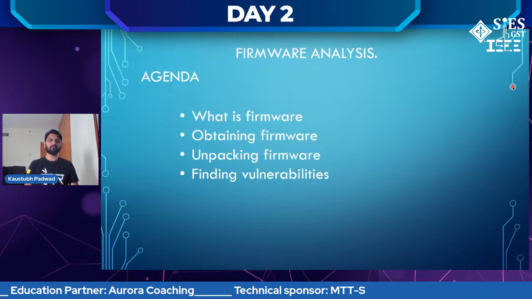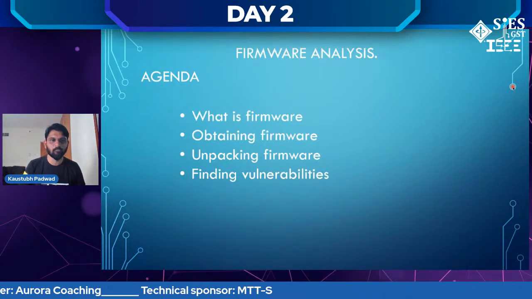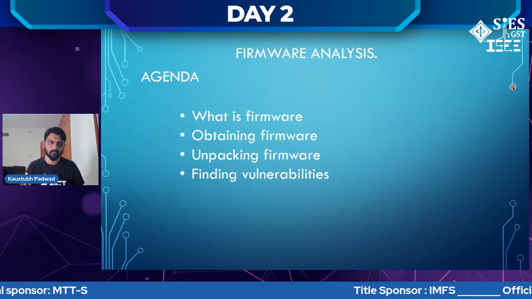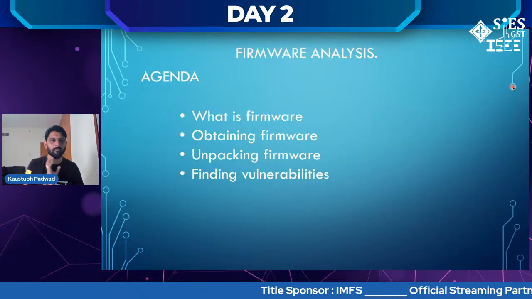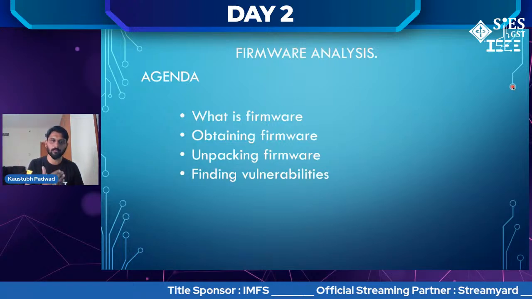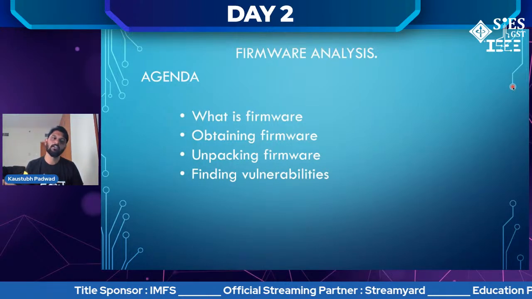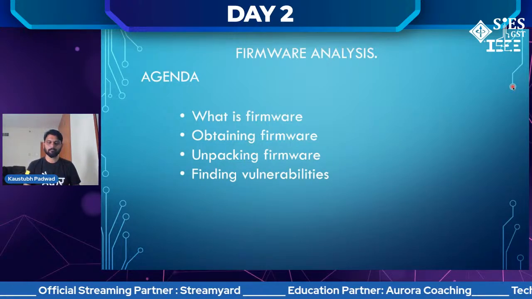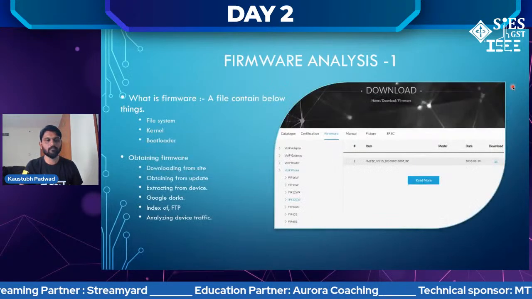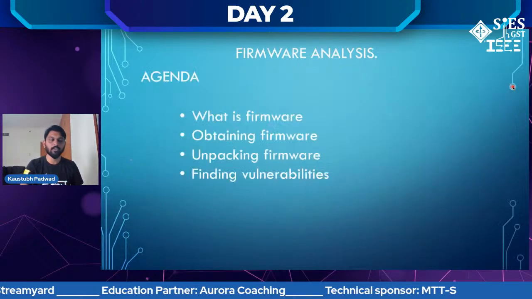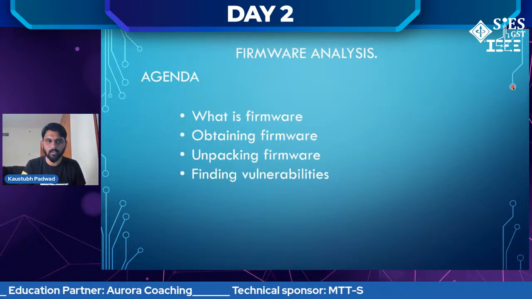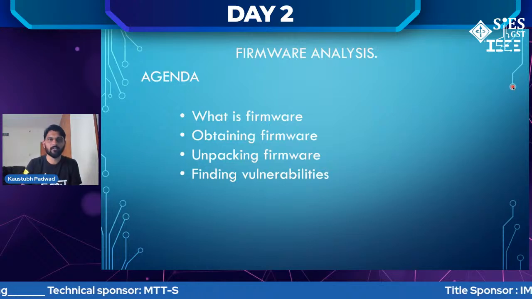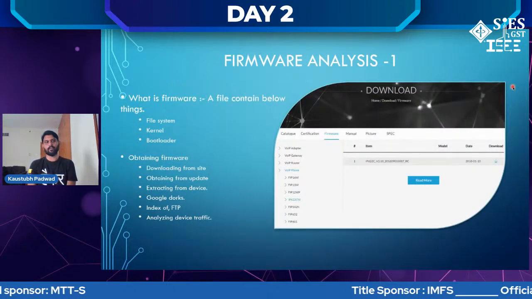Okay, the key component in an embedded system is the firmware. So, what is firmware? Firmware is just the operating system, but we call it firmware for embedded systems. Like we have a Windows operating system, we have a Linux operating system, we have firmware here. The agenda is: what is firmware, how to obtain the firmware, how to unpack the firmware, and what to look for inside the firmware. Okay, so what is firmware?